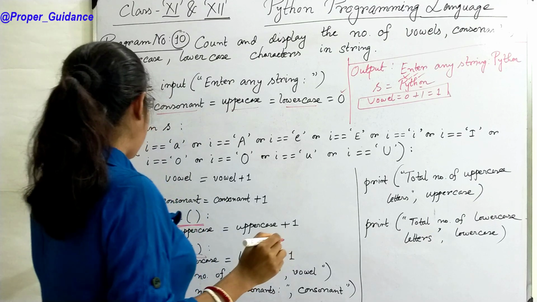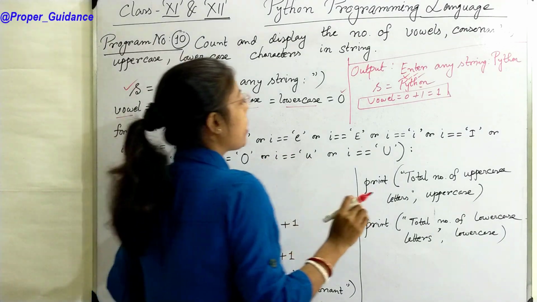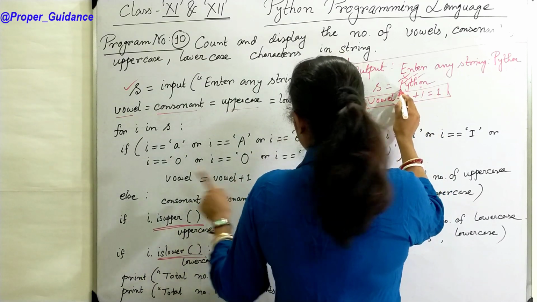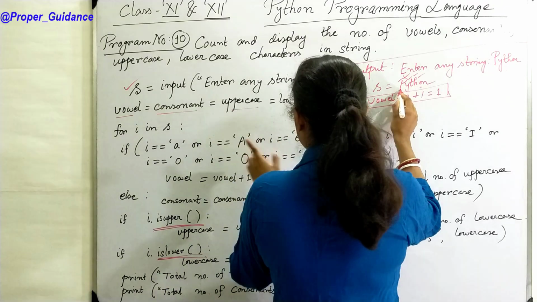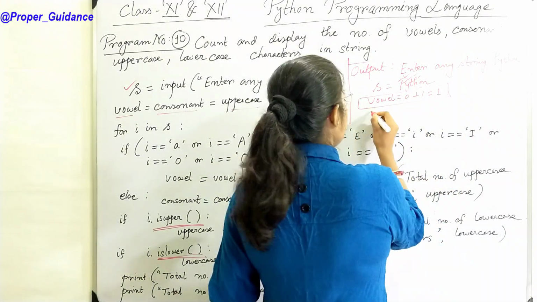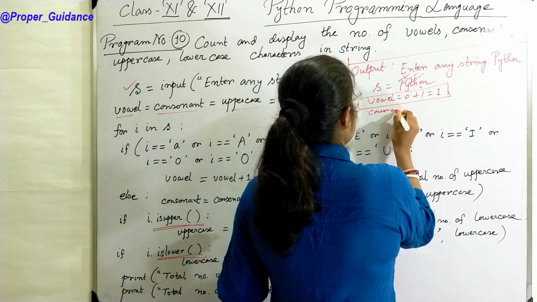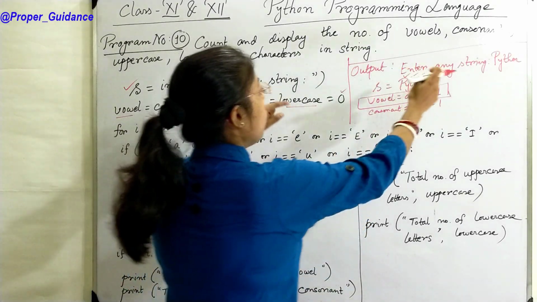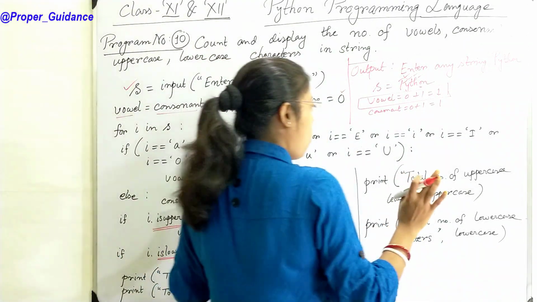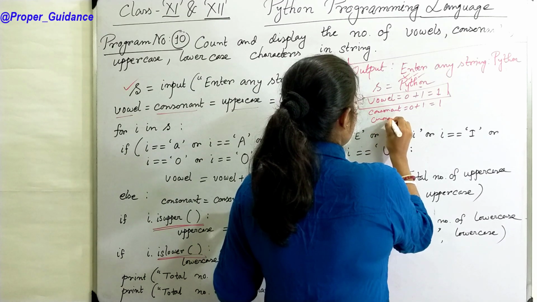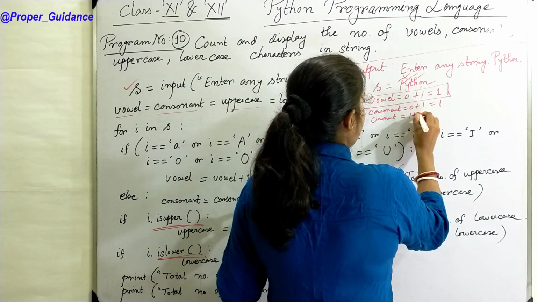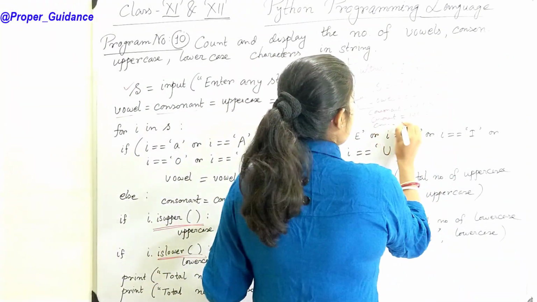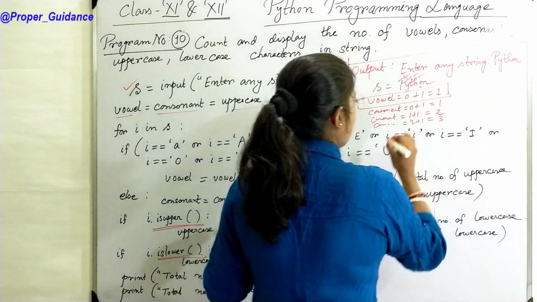Okay. Next, else consonant. Else consonant means, see here, when the checking is going on, the first value P is matched with any of A, E, I, O, U? No. So the consonant value is increased. First one, consonant equals 0 plus 1, that is 1. Again, Y is matched with A, E, I, O, U? No. So again consonant will be changed. consonant equals 1 plus 1, that is 2. Again T, yeah. consonant equals 2 plus 1, that is 3.